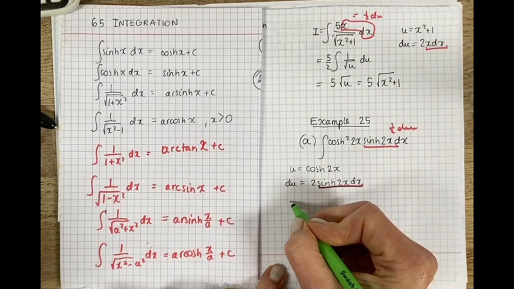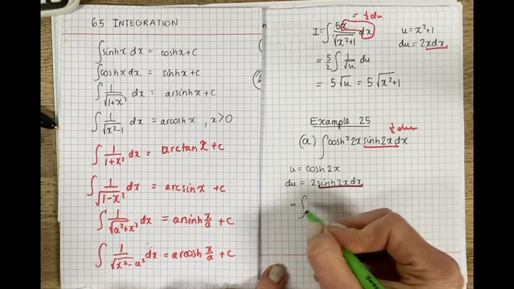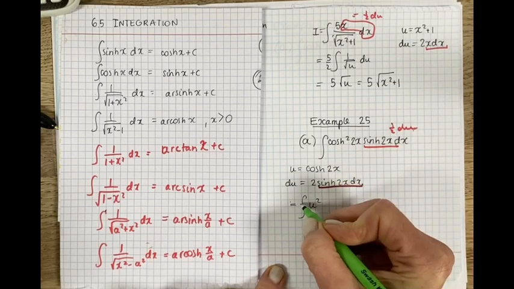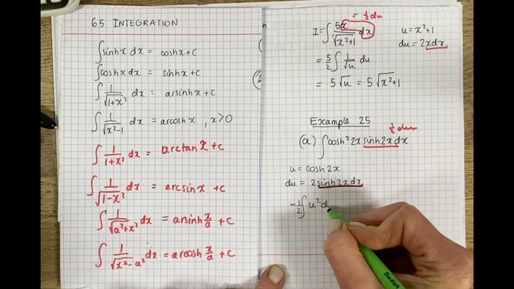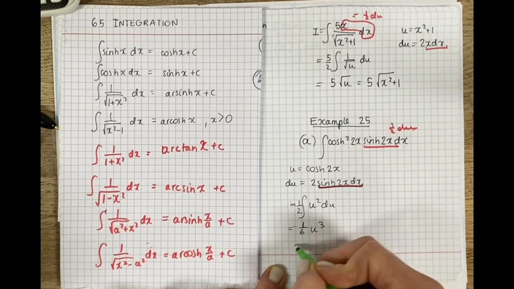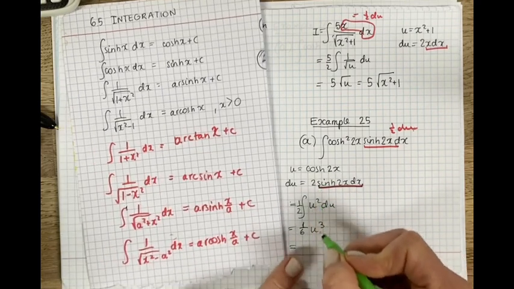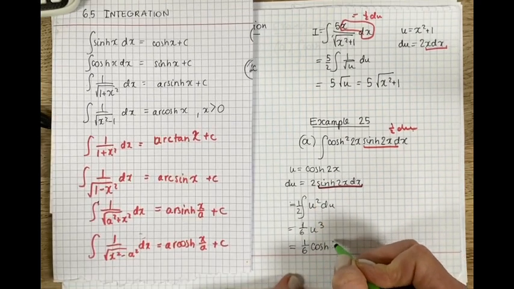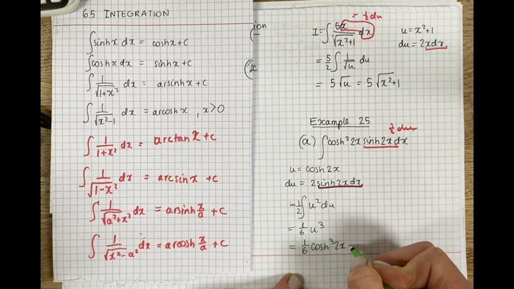So my integral is going to be cosh will become u squared, and then you've got a half du. So you add 1 to the power, divide by that power, so it's going to be u cubed over 2, so 1/6 of u cubed. So it's going to be 1/6 of cosh cubed 2x plus c.